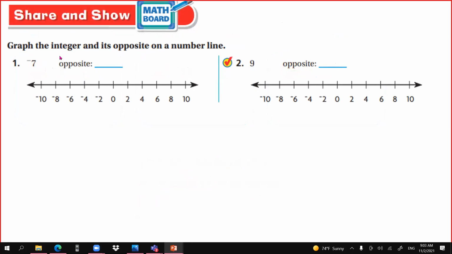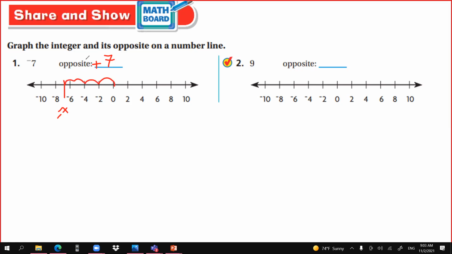Now, graph the integer and its opposite on the number line. Yes, Jumana. Negative 7. What is its opposite? Positive 7. How will you draw negative 7? We'll go to the number 7 and count 7 numbers after 0. So where is negative 7 here on the number line? It will be here, between negative 6 and negative 8.